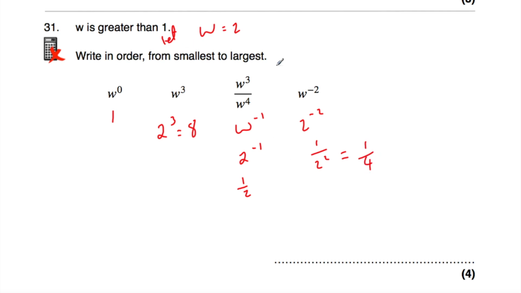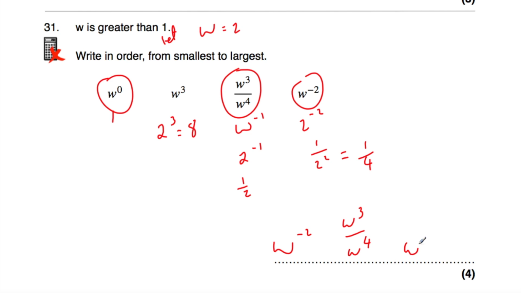So from smallest to largest, well, the smallest one was this one, so that's W to the power of negative 2. The next smallest was this one, so W cubed over W to the power of 4. The next smallest was this one, W to the power of 0, and then the biggest was W cubed. And that's it, so we put them in order from smallest to largest. Okay, let's look at our next question, question number 32.